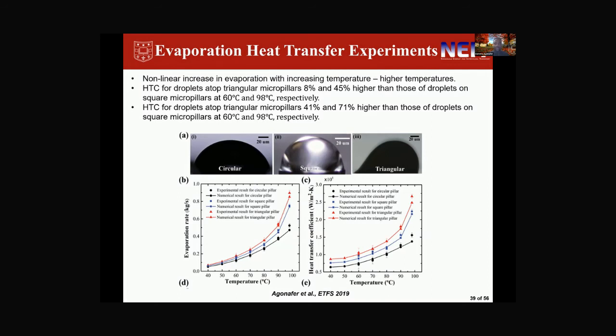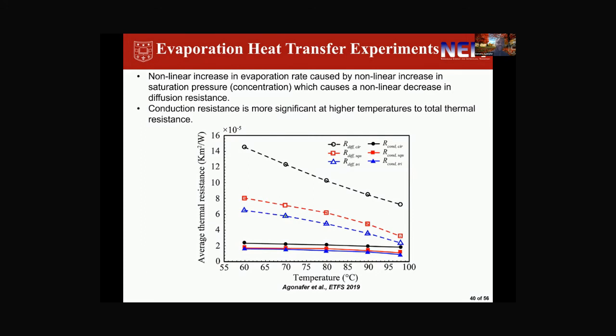For triangular micropillar structures, we had an increase of 41% and 71% higher than those of droplets on, this should actually be circular micropillars, at 60 degrees and 98 degrees. Again, this nonlinear increase in evaporation rate is essentially caused by a nonlinear increase in saturation pressure, which causes a nonlinear decrease in diffusion resistance. And so as we increase the temperature, the conduction resistance plays a more significant role in the total thermal resistance.